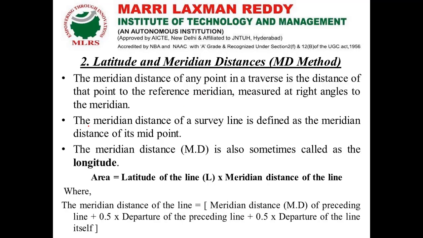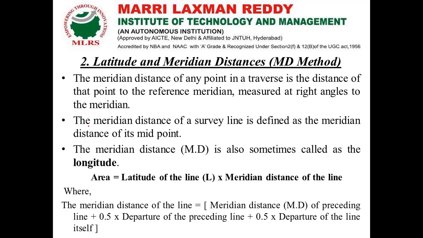So the meridian distance of a survey line is defined as the meridian distance of its midpoint. So first I should take the midpoint. Whenever I am going with the point, I need to collect the midpoints. The meridian distance method is also called the longitude method. Therefore, the area by meridian distance method is equal to latitude of the line multiplied with meridian distance of the line.